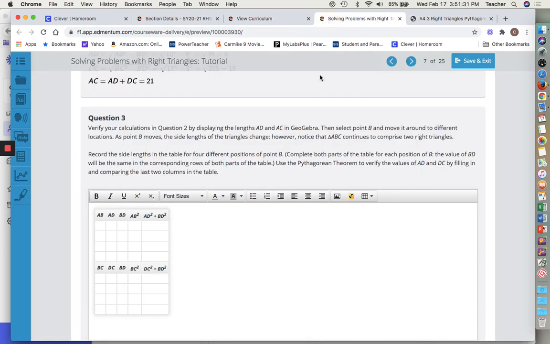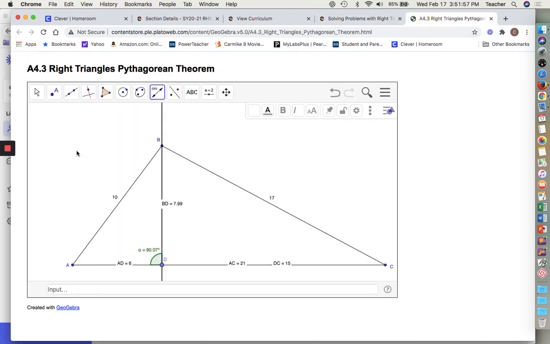Select point B and move it around to different locations. As point B moves, the side lengths of the triangles change. However, notice that ABC continues to comprise 2 right triangles. Record the side lengths in the table for 4 different positions of B. So they want us to move B.